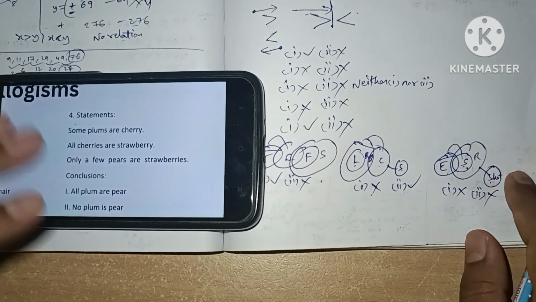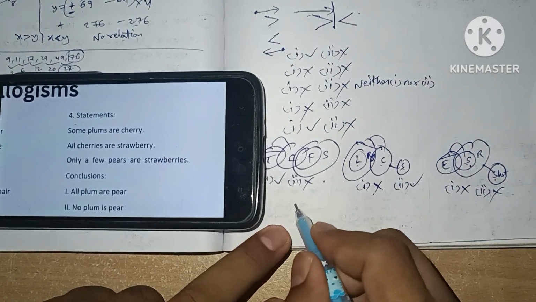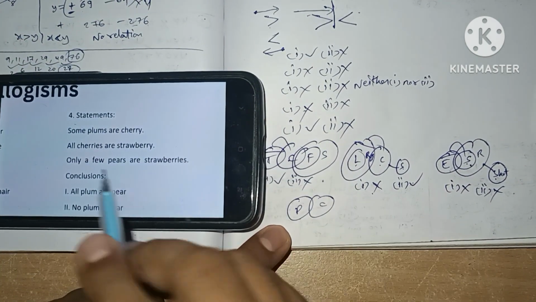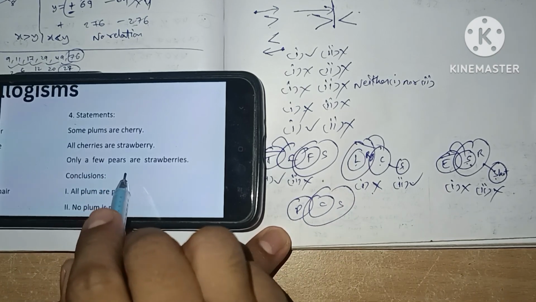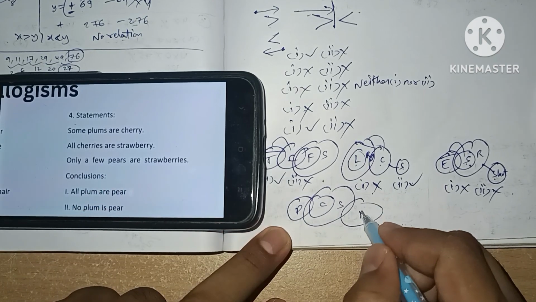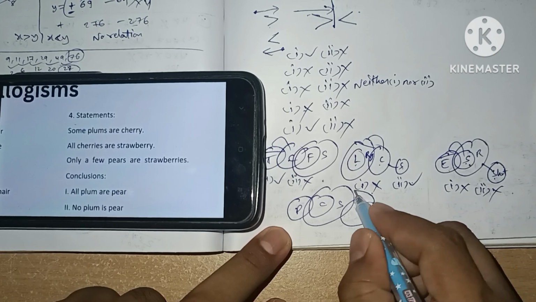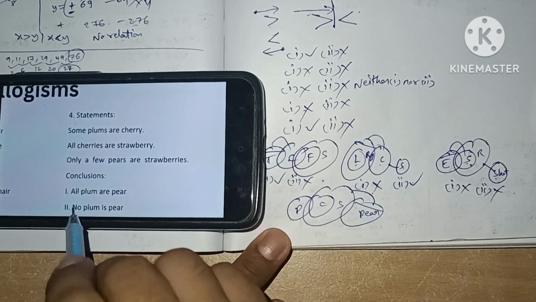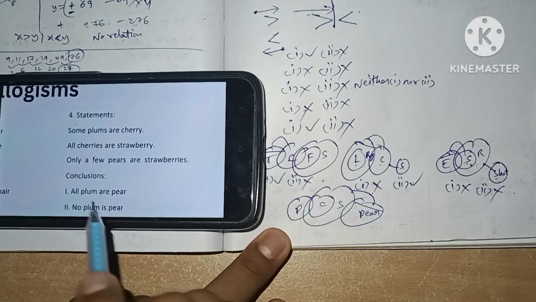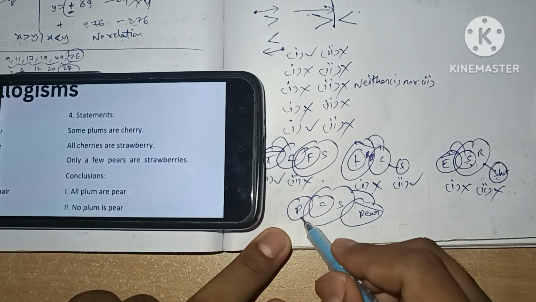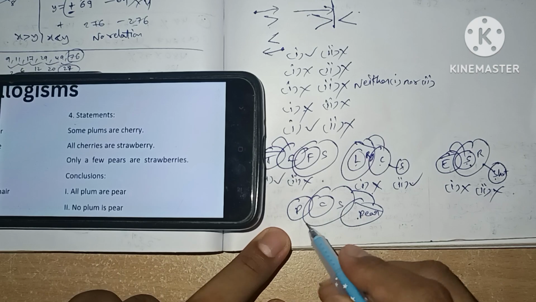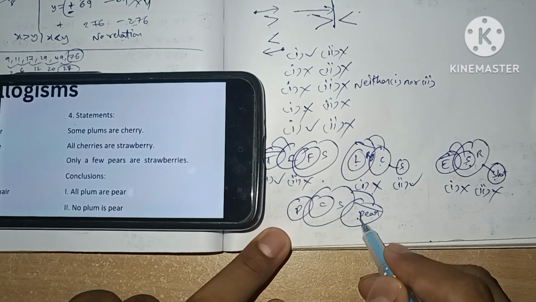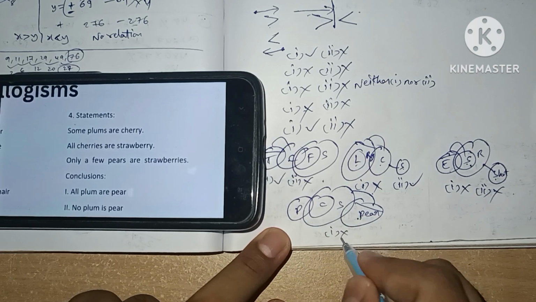Fourth question. Some plums are cherry. All cherries are strawberries. Only a few pears are strawberries. Let's see the conclusions. First conclusion: all plum are pear. All plum can be placed inside pear, and it is a direct conclusion. All plum is inside pear? No. First conclusion will be false.